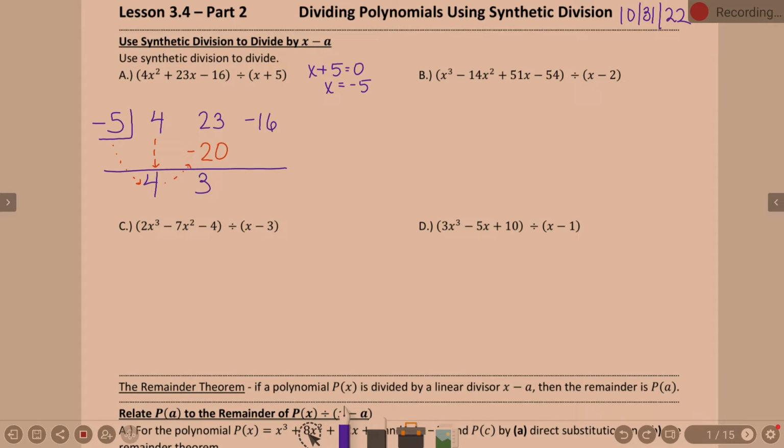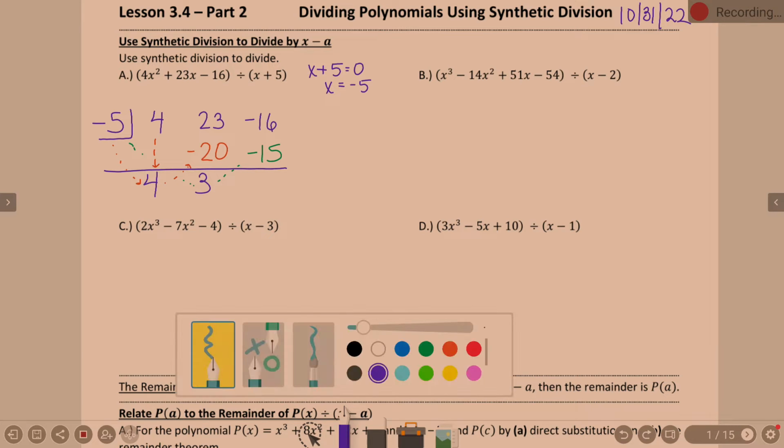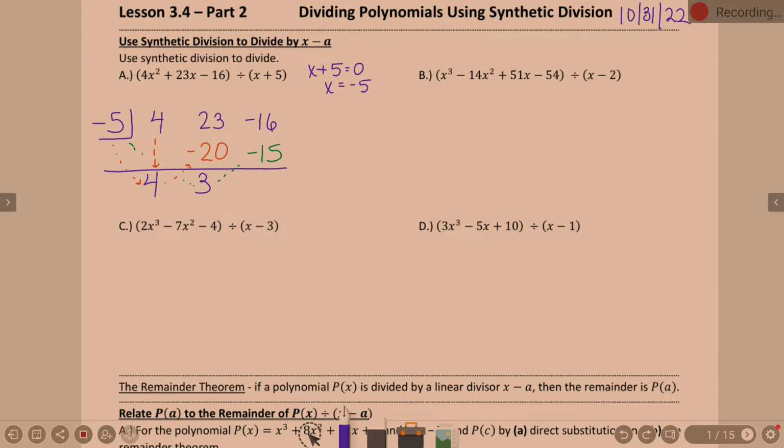Now we're going to repeat the process. Now we take the negative 5 out front, and we multiply it by our next piece of our answer. So we're going to take negative 5 times the 3. What is negative 5 times 3? Negative 15. Guess where the negative 15 is going? Up under the negative 16. And then what do you do with those two numbers? You add. What is negative 16 plus negative 15? Negative 31. 4, 3, and negative 31 represent our answer.